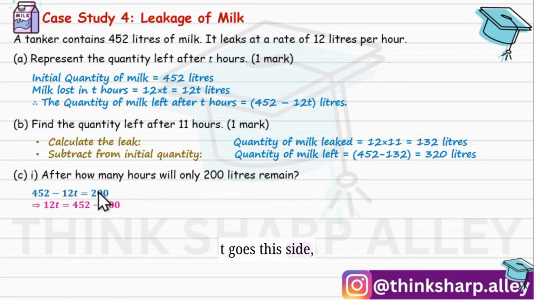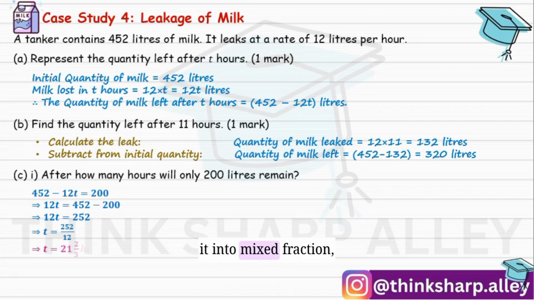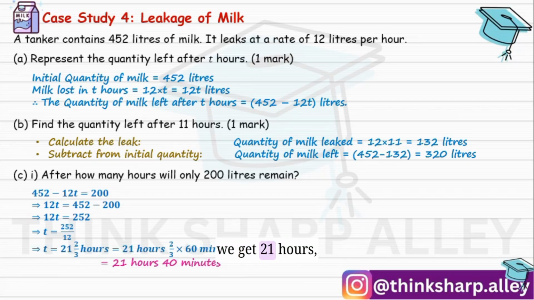So 12T goes this side, all the constants on one side. So 452 minus 200 is 252. And T is equal to 252 divided by 12. Upon dividing, you will see we'll get fractions. So I've changed it into mixed fraction, 21 whole 2 by 3 hours. Now this 2 by 3 part can be written in minutes by multiplying by 60. So finally we get 21 hours 40 minutes.